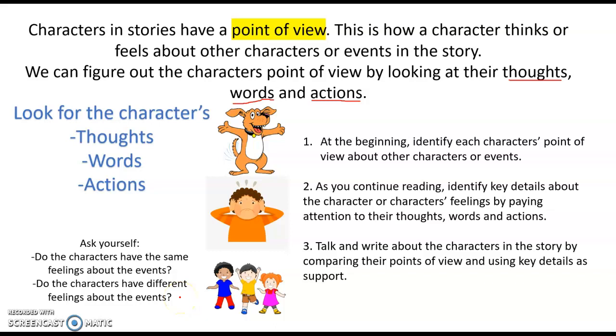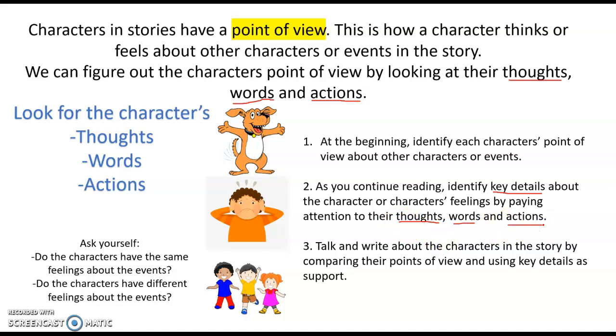Like maybe you and your best friend, one of you loves pizza and the other one really doesn't love pizza. You guys have different points of view. So to start, at the beginning of the story, we'll identify each character's point of view about the other characters or events. As we keep reading, we'll identify the key details about the character's feelings by paying attention to their thoughts, their words, and their actions.